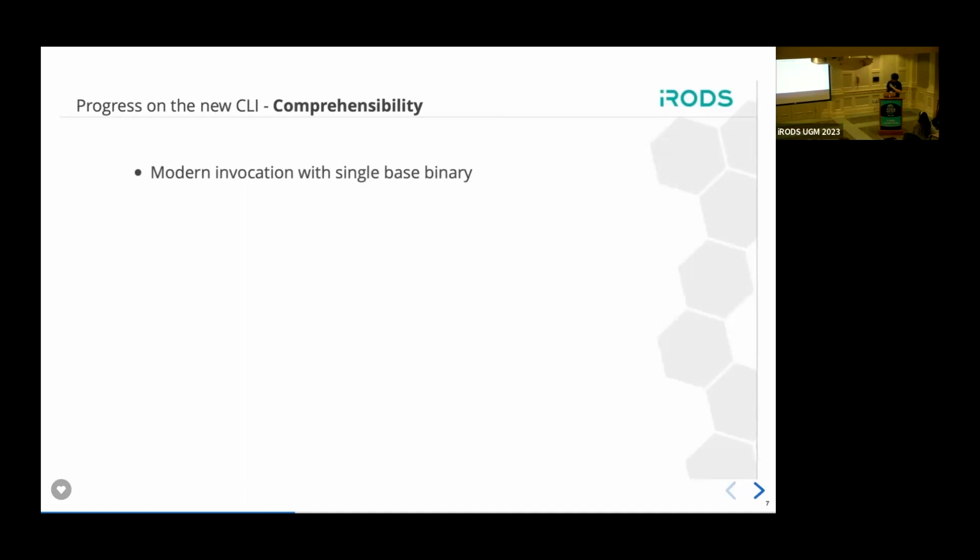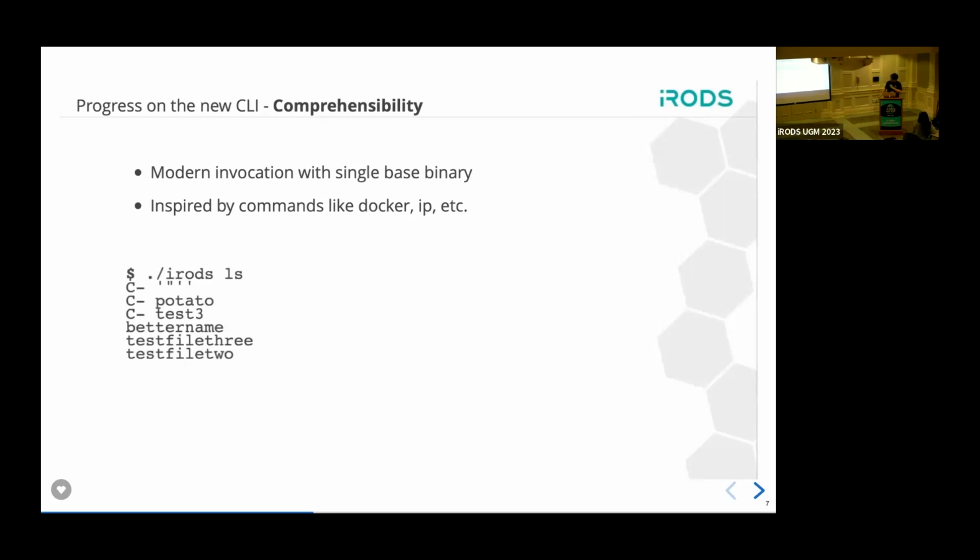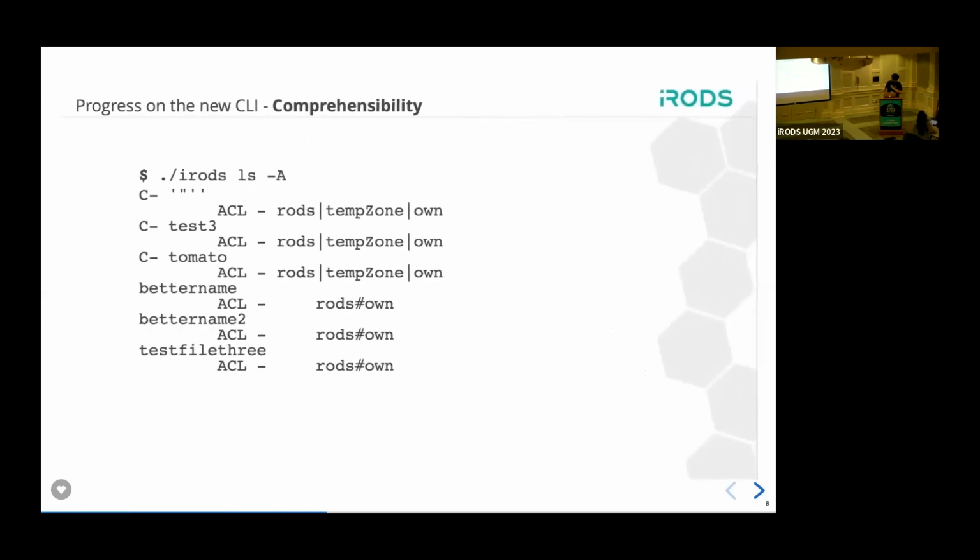And as far as ease of use, we use a single base binary, kind of like docker, ip, git, ip route, those kinds of things. So this is an example invocation: irods, and then ls, and you get my cool output there. And here I just do a bunch more things, and the output looks like that. This is what it's like to pass a flag to it. The output format is still subject to change. That's just something I threw together.